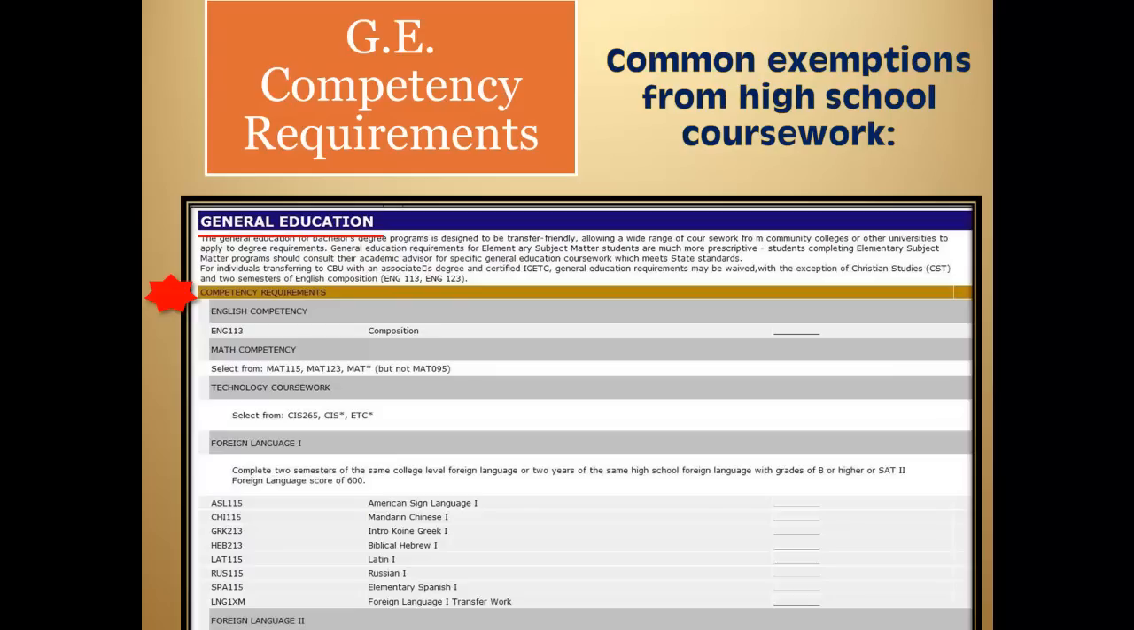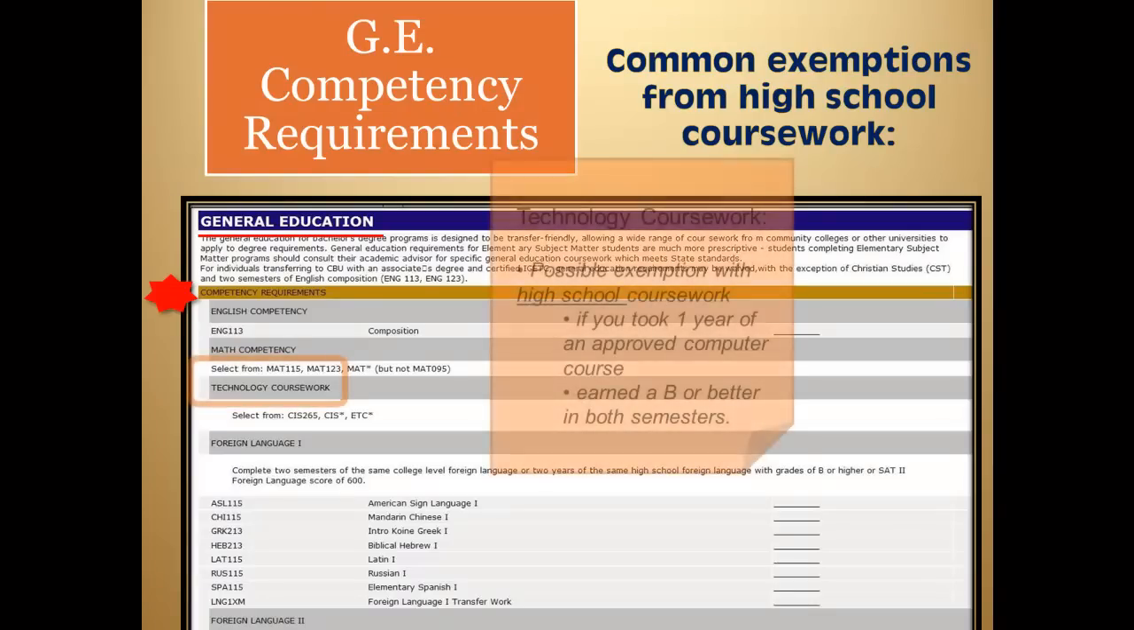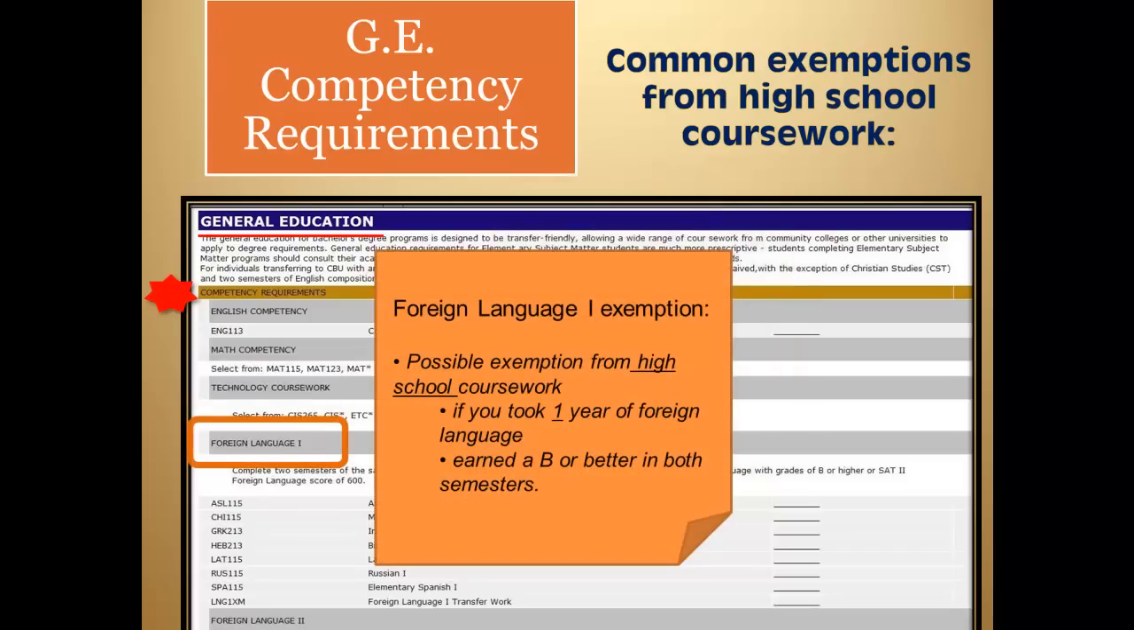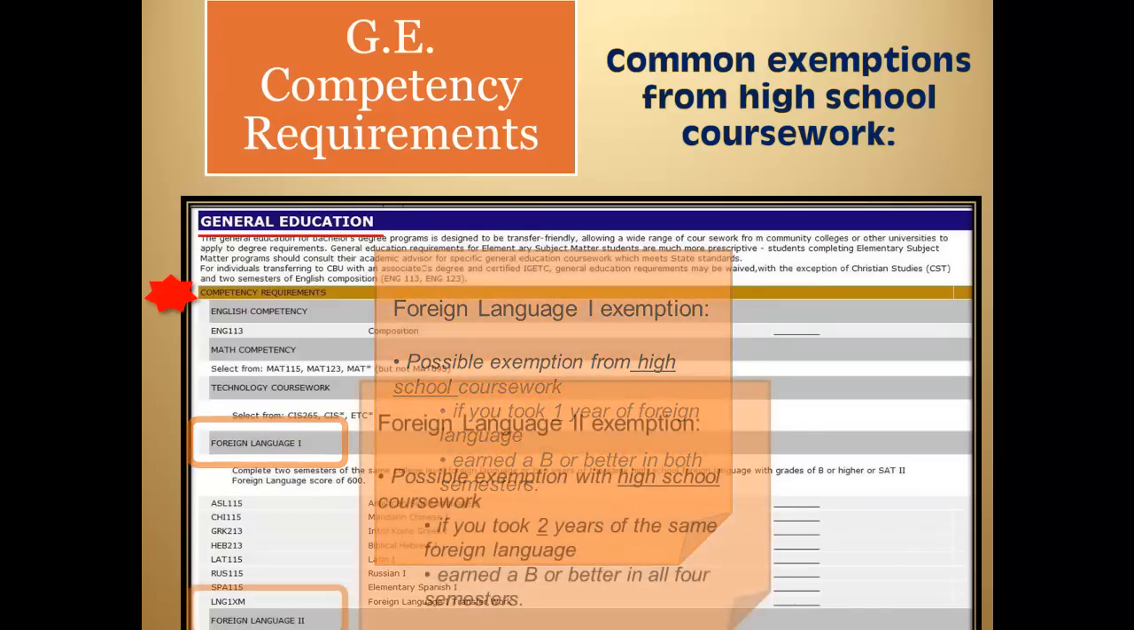There are some common exemptions within these competencies. An exemption means a requirement is met, but no units were earned. It's possible to meet 3 of these requirements with exemptions through high school coursework. A student who completes an approved computer course with a B or higher will be exempted from the technology competency requirement. A student who completes 1 year or 2 semesters of a foreign language with a B or better will be exempted from 1 semester of that foreign language.